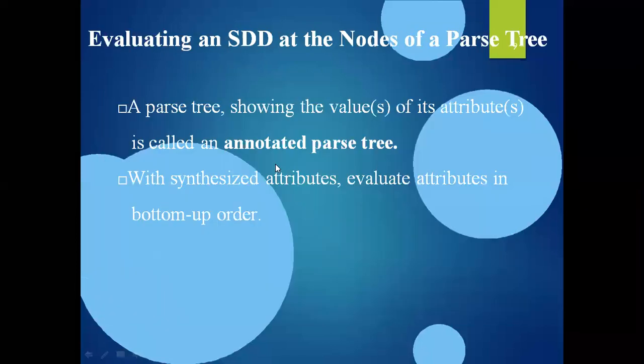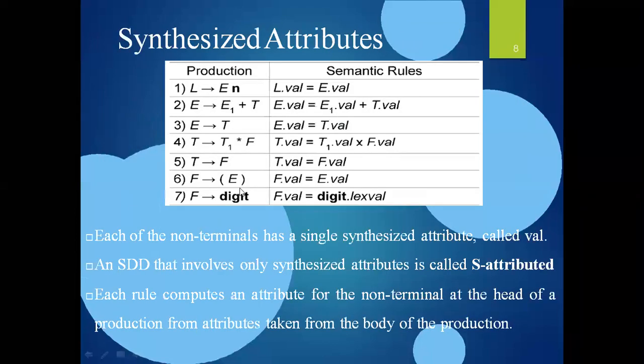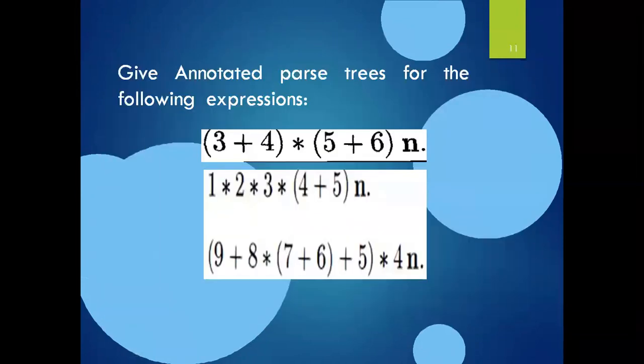See here, we have a rule like F tends to open parenthesis, E, closed parenthesis. So you need to use this rule, and then you need to parse the tree and finally get the computed output value for this expression. Note down these 3 expressions.